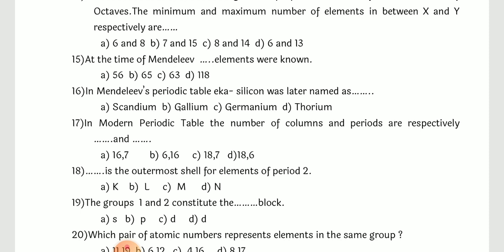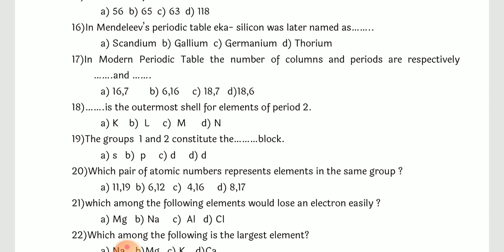In modern periodic table, the number of columns and periods are respectively how many columns and how many periods? That is, yes, there are 18 columns and 7 periods. So option is C.